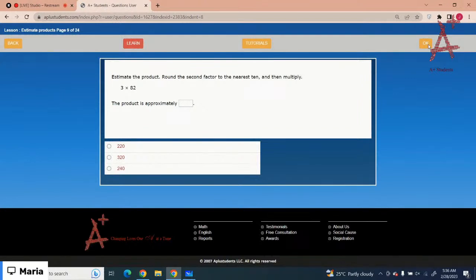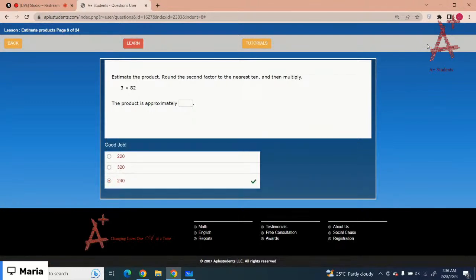Okay, the next one is 3 times 82. So 82 is rounded off to 80, and 80 times 3 is 240. Got it? Okay, you can complete the test by yourself later today.